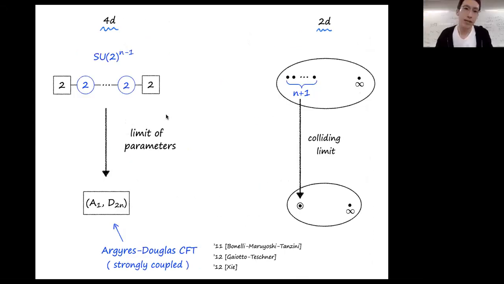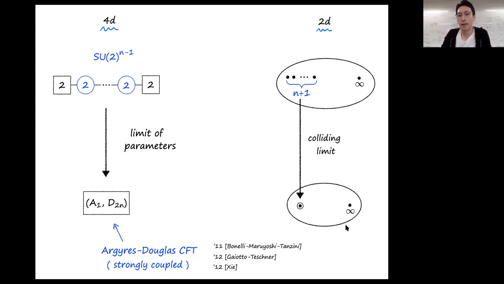So what we did is, we started with the original AGT pair and took the colliding limit of these punctures into a single point. And we created a very singular point here. This is usually called an irregular puncture, as Satoshi pointed out. And then the corresponding 4D theory is the strongly coupled Argyres-Douglas theory called A1, D2N. So the colliding limit corresponds to a limit that maps this Lagrangian theory to a non-Lagrangian theory.